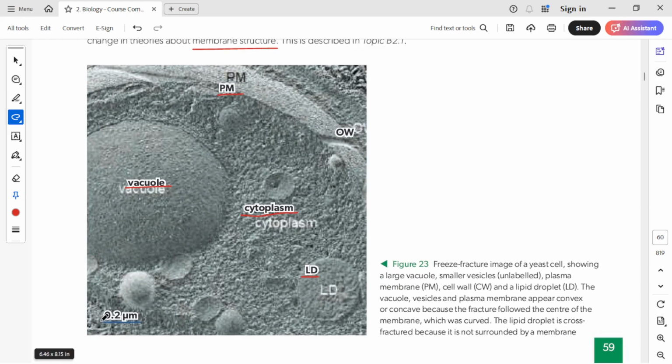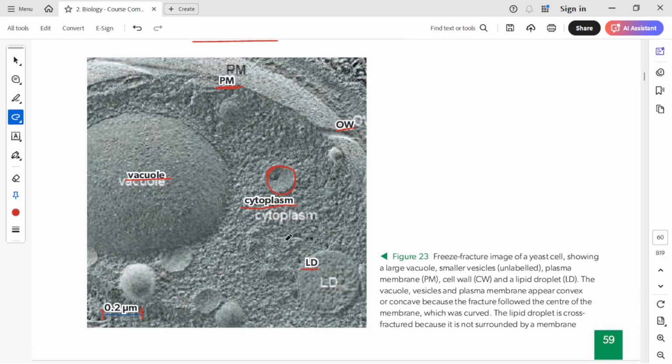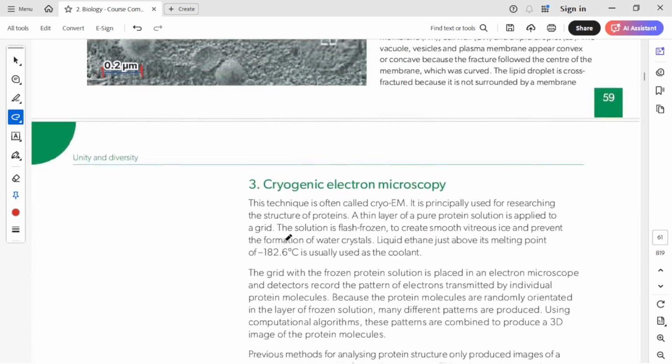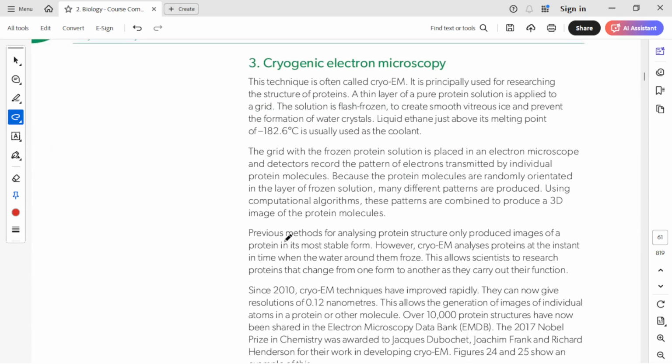This is a scale of 0.2 micrometer. We can see a lot of organelles here. This is the outer wall of this cell. This is the plasma membrane. We can see the vacuole, and certain more organelles have been removed, like this organelle and this organelle, all of them have been removed. This is also a small organelle. Here we can also see a small organelle or certain protein structure. So this is how the structure was studied in detail using the freeze fracture method.